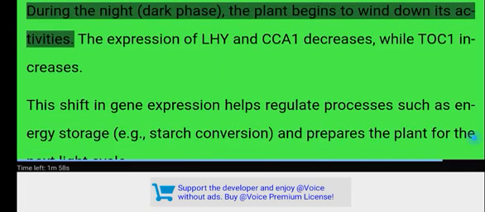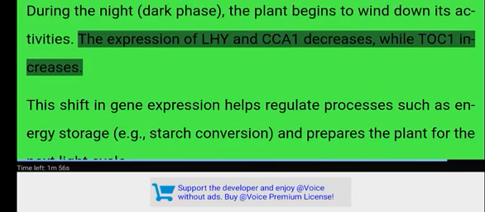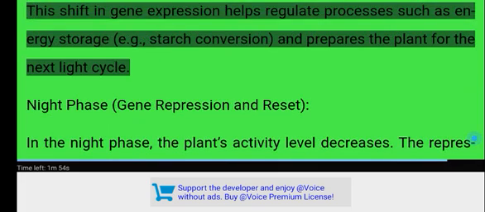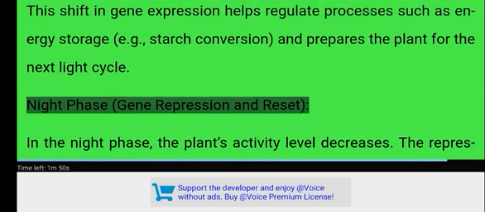Evening phase, gene silencing. During the night dark phase, the plant begins to wind down its activities. The expression of LHY and CCA1 decreases, while TOC1 increases. This shift in gene expression helps regulate processes such as energy storage, e.g., starch conversion, and prepares the plant for the next life cycle.